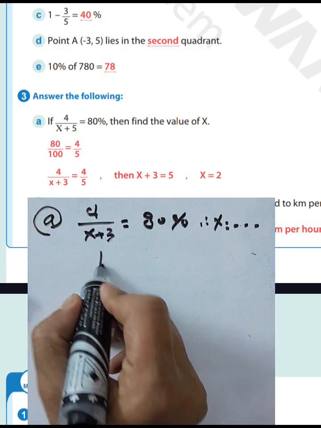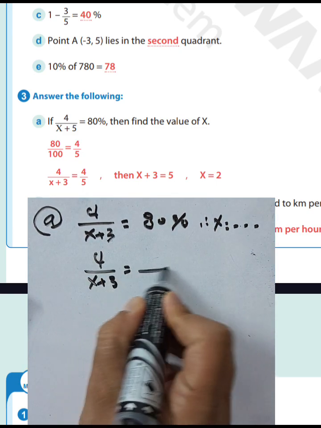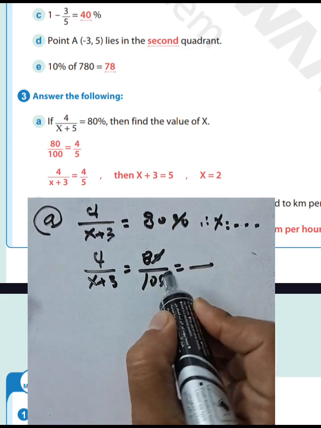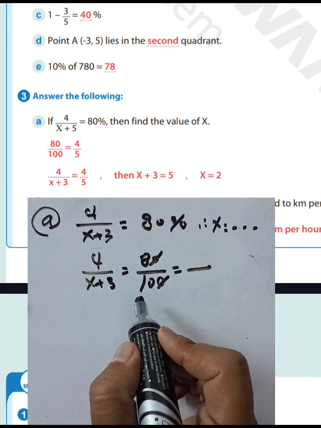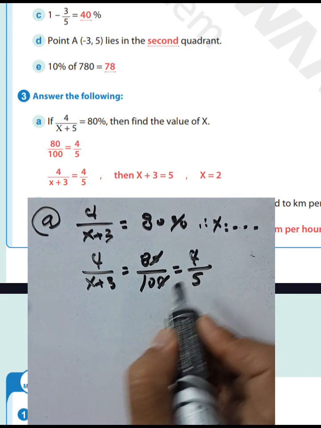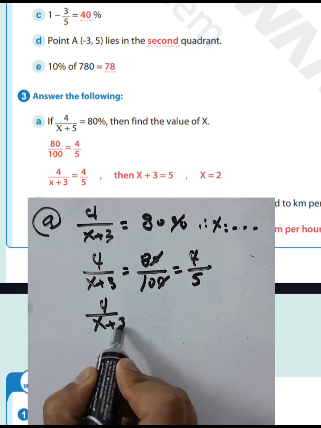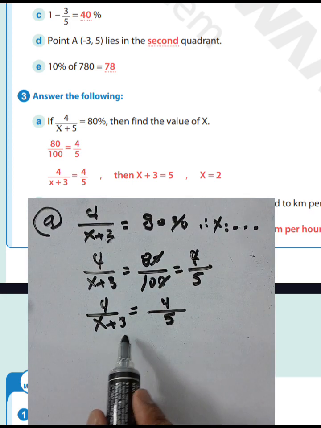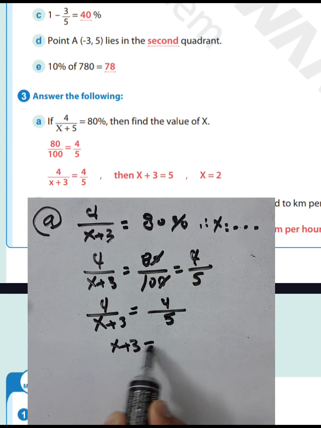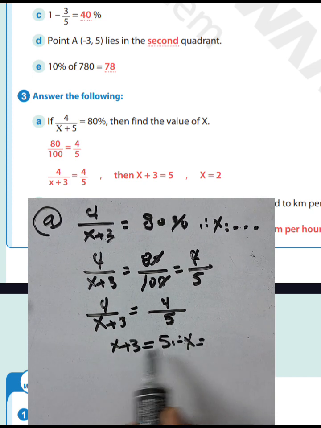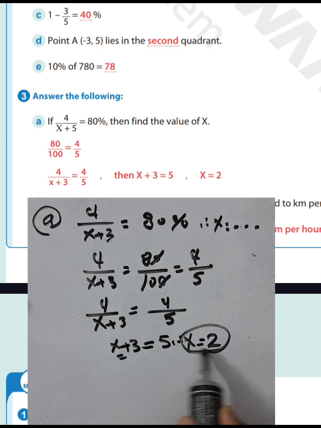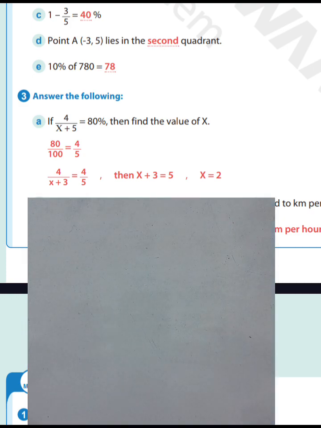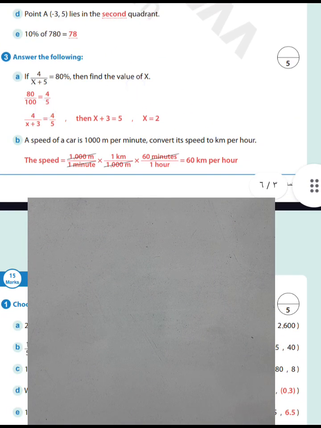Okay, look at here, 4 over x plus 3 equals 80%, it means 80 over 100. Cancel 0 by 0, and 8 over 10 can be divided by 2, it will be 4 over 5. Then 4 over x plus 3 equals 4 over 5. Numerator equals numerator, then denominator equals denominator. Then x plus 3 equals 5, then the value of x here will be 2, because 2 plus 3 equals 5. Okay, understood?